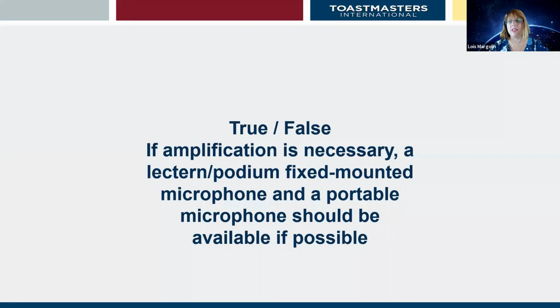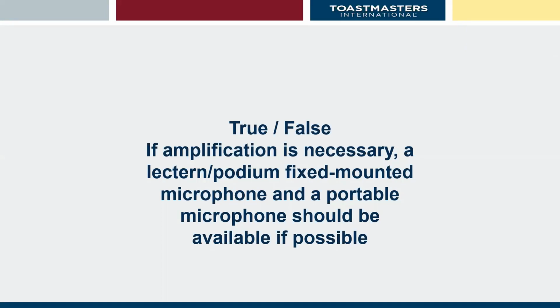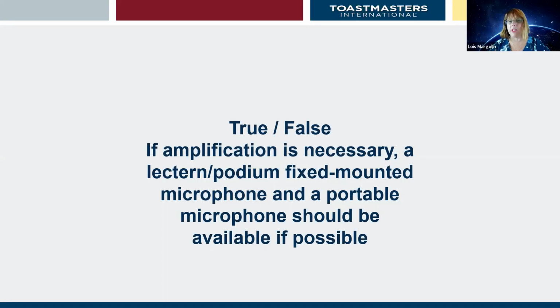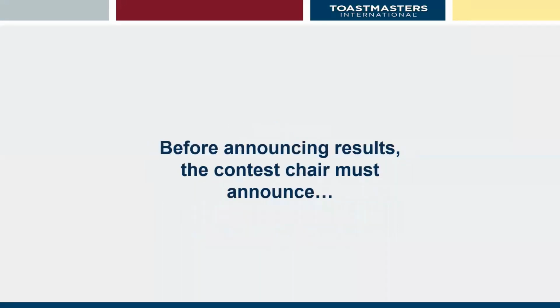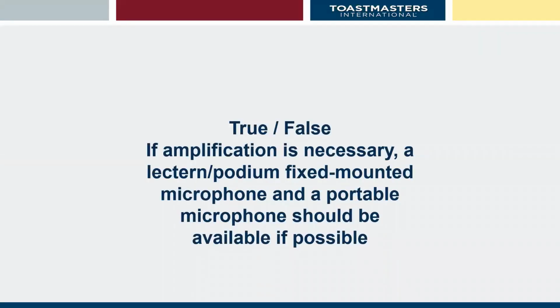True or false? If amplification is necessary, a lectern, podium, fixed mounted microphone, and a portable microphone should be available if possible. True. This is actually a trick question. It's false because it says if possible. We are required, when we start getting up into the club, division, and district area level, to have a microphone. So beware, if a contestant says they want a microphone, you absolutely have to have it. But it was a trick question. So do you have to have both? No, you could have either one.